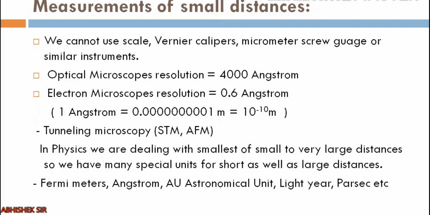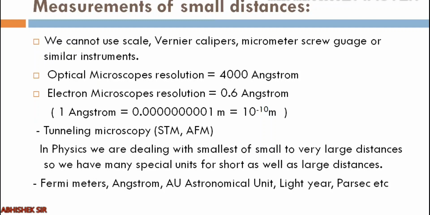Going into a little bit more detail, the electron microscope's resolution is 0.6 angstrom. Clear? So you see, we are using electron microscopes to study nuclear models, right? Model of atom and all. Then we have tunneling microscopy. STM and AFM are two types of tunneling microscope. I'll tell you the full form: STM is scanning tunneling microscope and AFM is atomic force microscope. So these two microscopes again are used to measure very small distances, right?